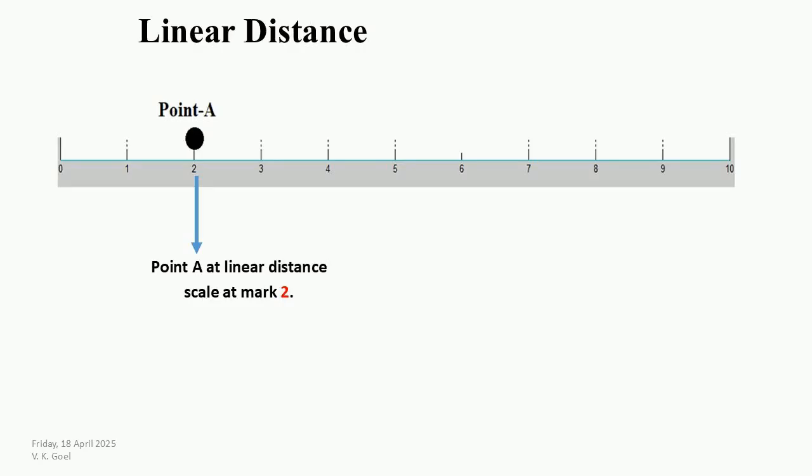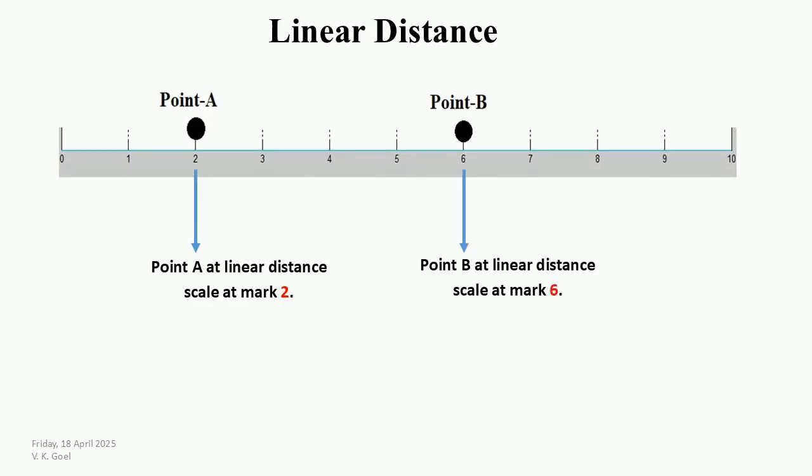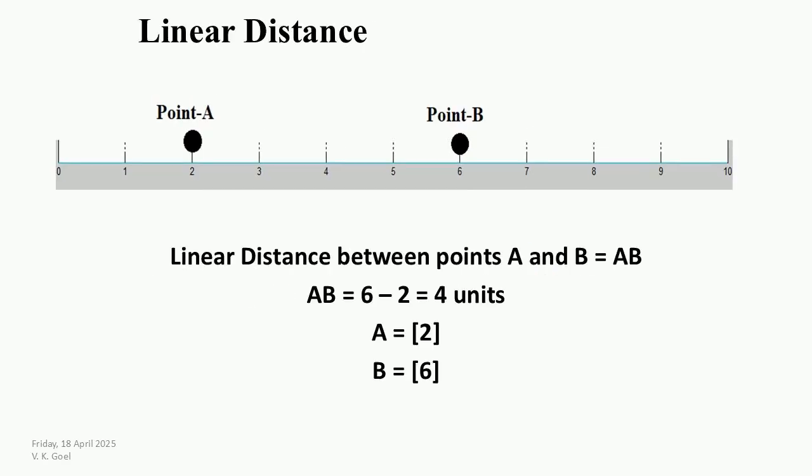Say, point A is at mark 2 on a linear scale and point B is on mark 6 on the same linear scale. Then, linear distance between points A and B is simply the difference of the 2 points' location. And is given here. Let's move on to Cartesian distance.